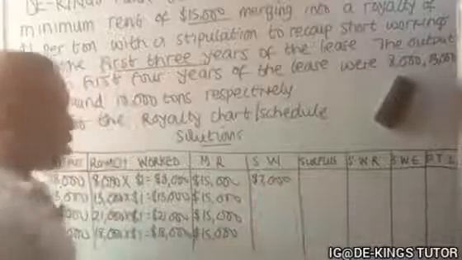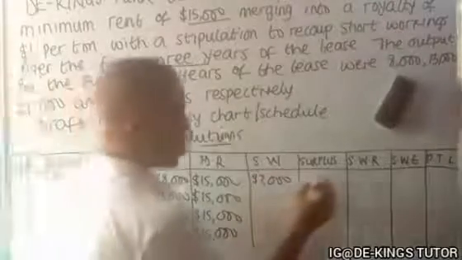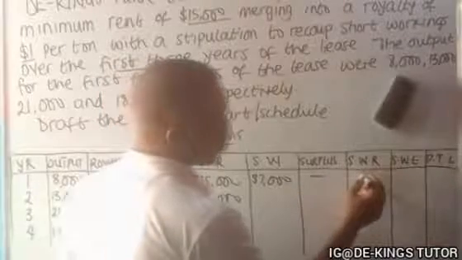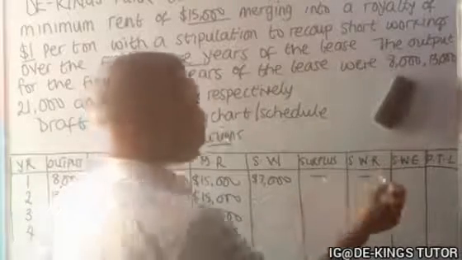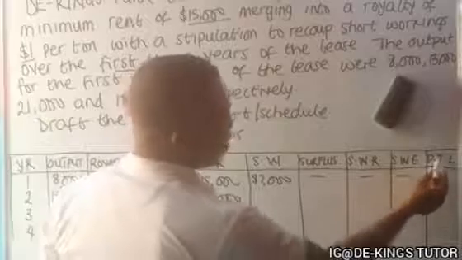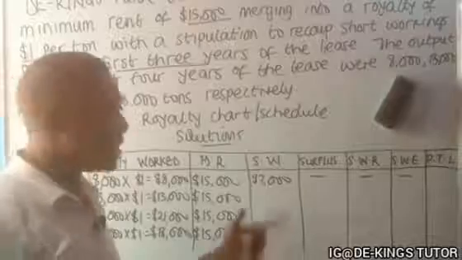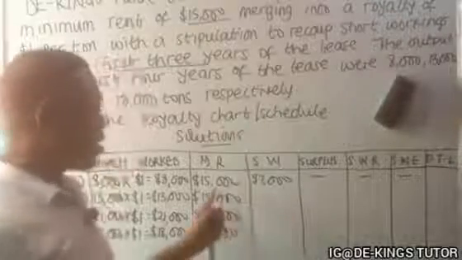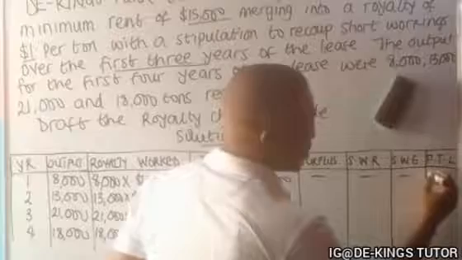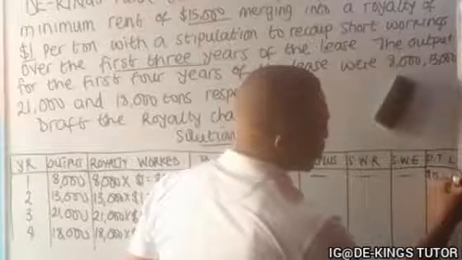$7,000. Okay, there was no surplus and no short workings recoup, no elapse. Then payments to the landlord, who said they cannot pay anything less than the minimum rent. Okay, so we have $15,000 that was paid.